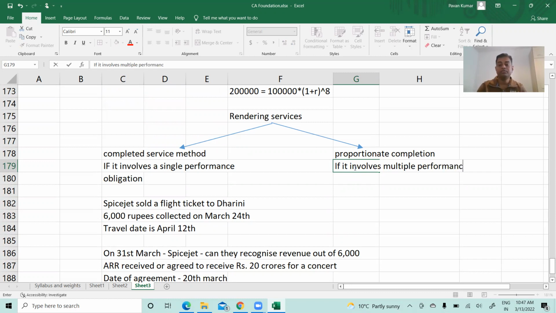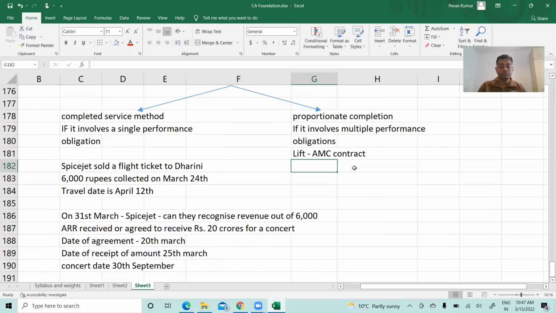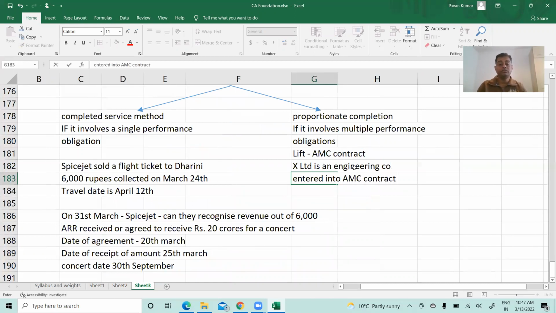Multiple performance obligations. If it involves multiple performance obligations, for example, lift AMC contract. So X Limited is an engineering company. Entered into an AMC contract to maintain lifts for 1 year at a fee of 1 lakh rupees.